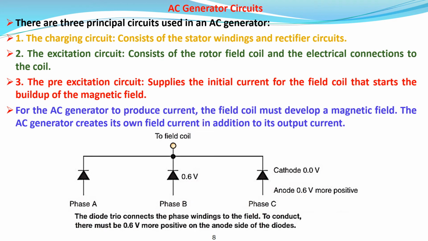For the AC generator to produce the current, the field coil must develop a magnetic field. The AC generator creates its own field current in addition to its output current.